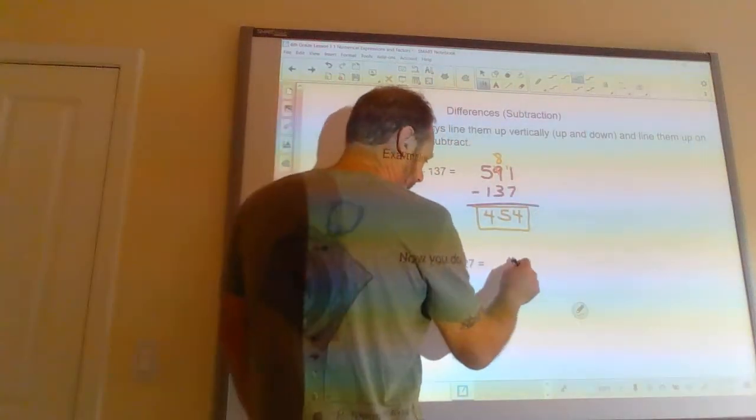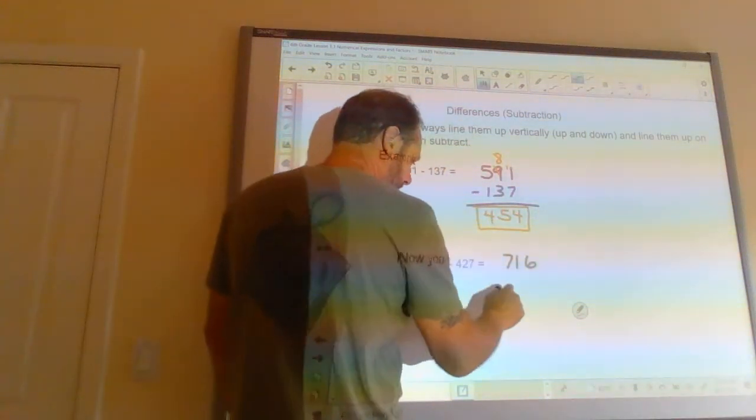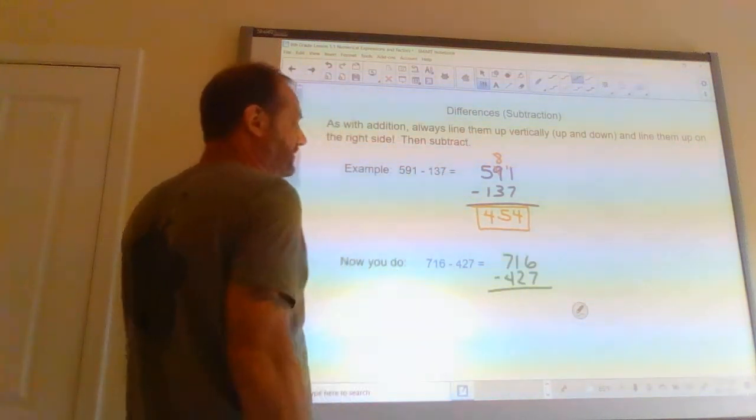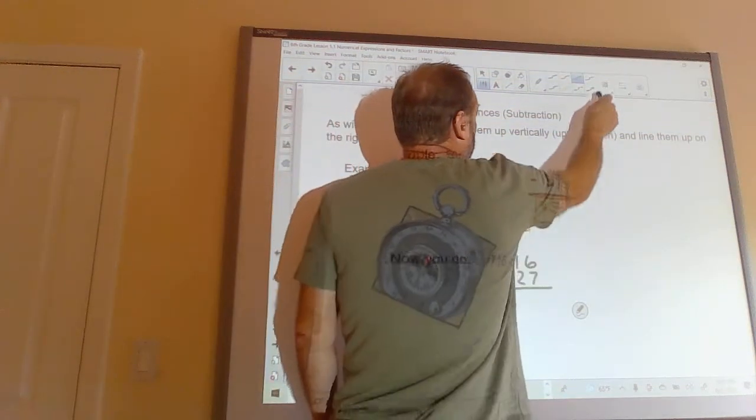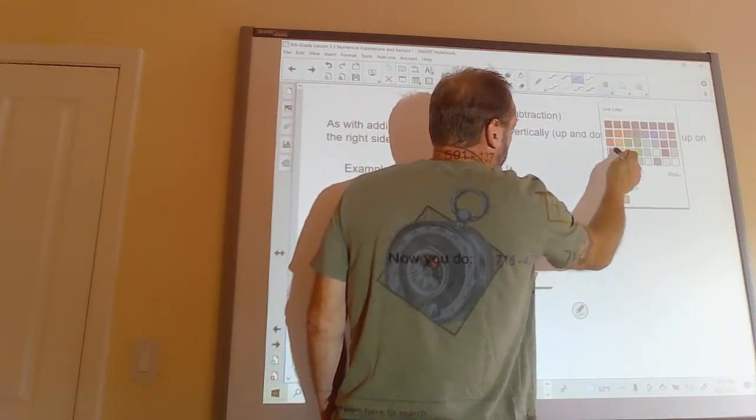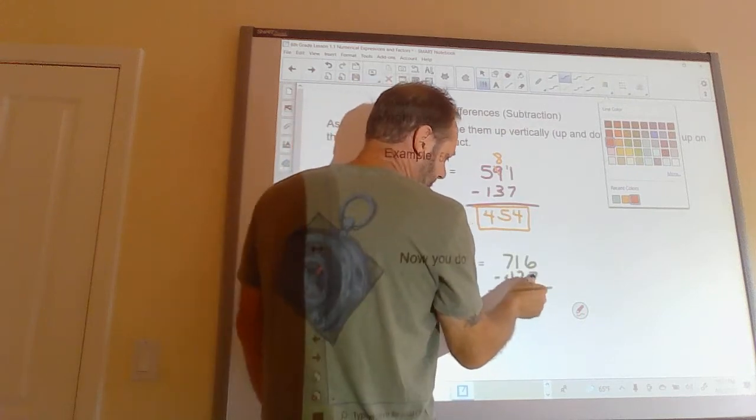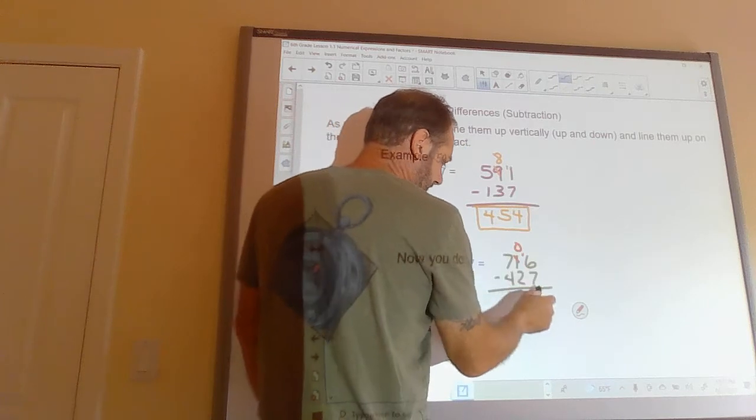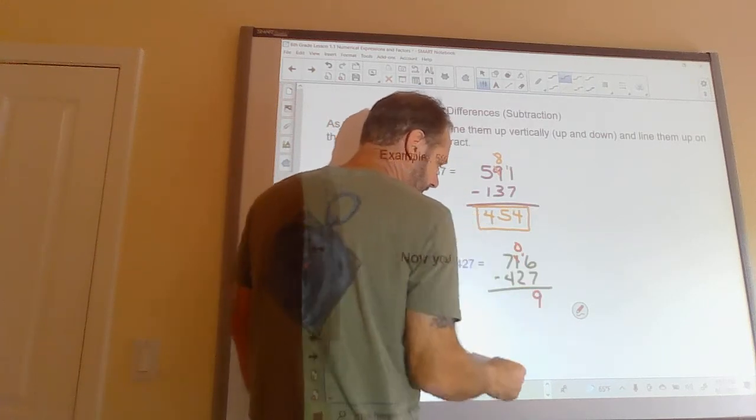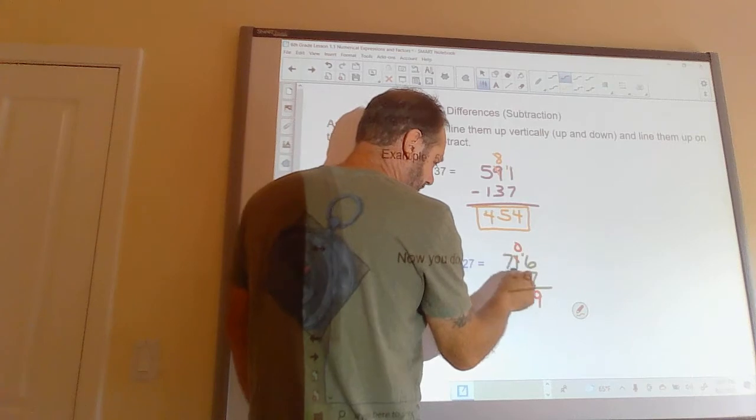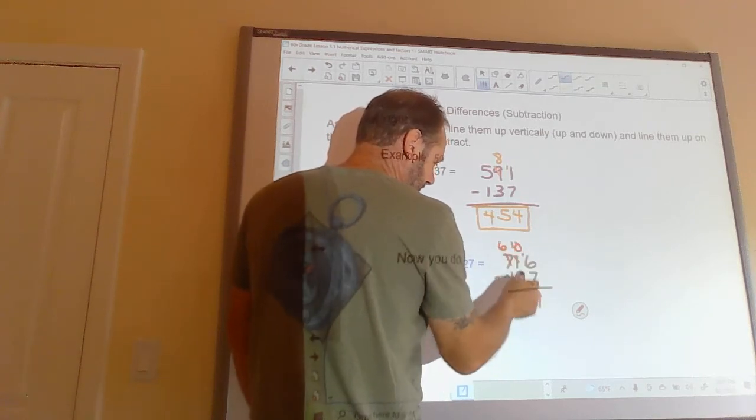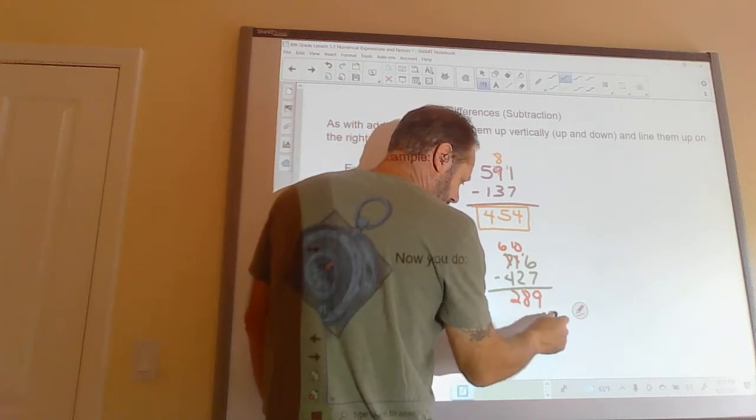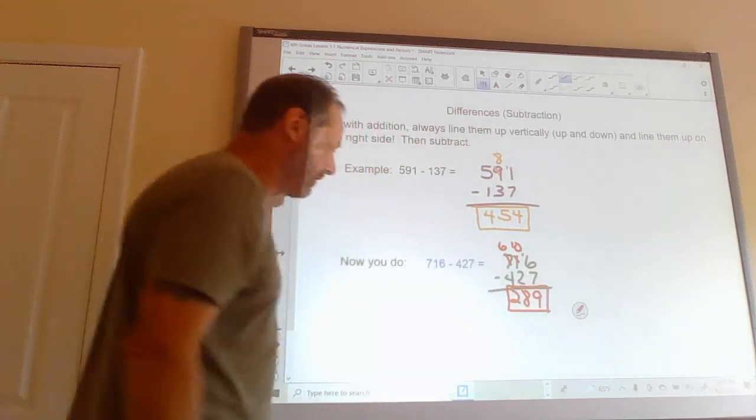Okay, so again, we're going to write this vertically. 716 minus 427, making sure we line up on the ones digit. Okay, and let's see, I can't subtract 7 from 6, so I'm going to borrow and make that 16 minus 7 is 9. I can't subtract 2 from 0, so I'm going to borrow here again, make that 10. 10 minus 2 is 8, and 6 minus 4 is 2. So my answer is 289. Hopefully that's what you got.